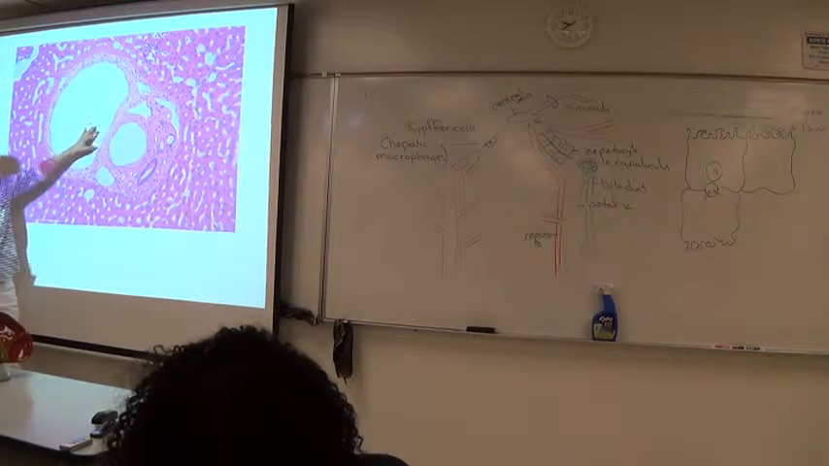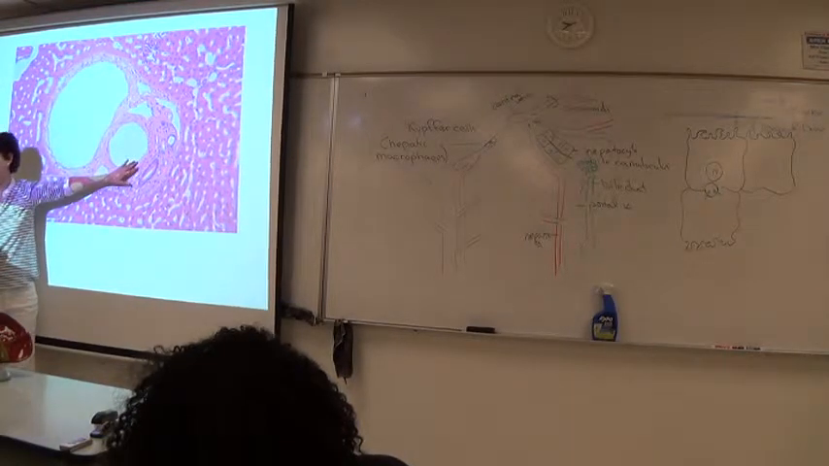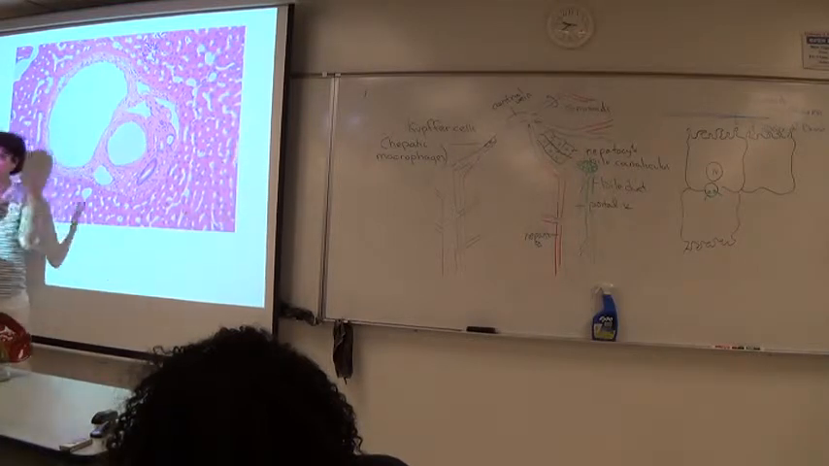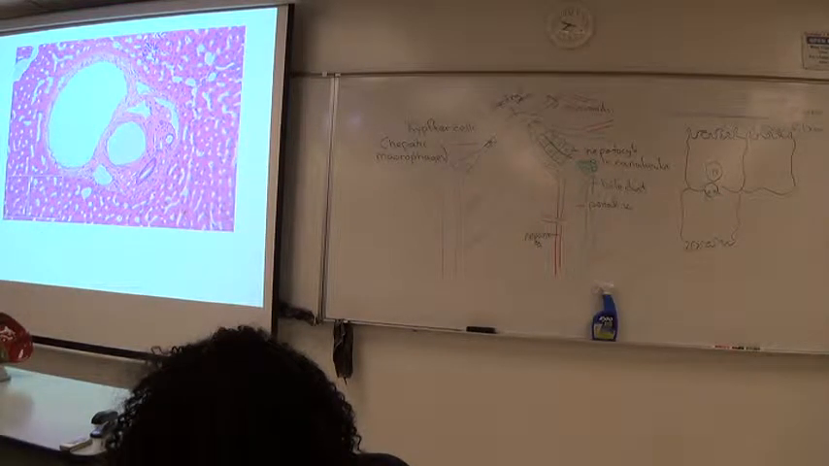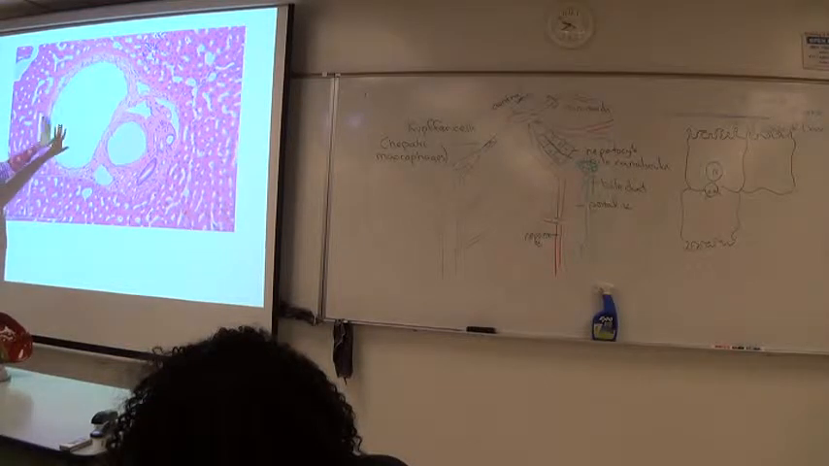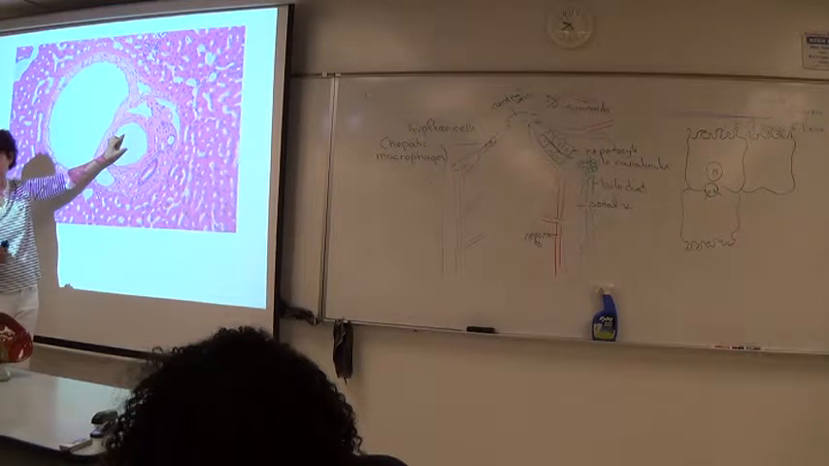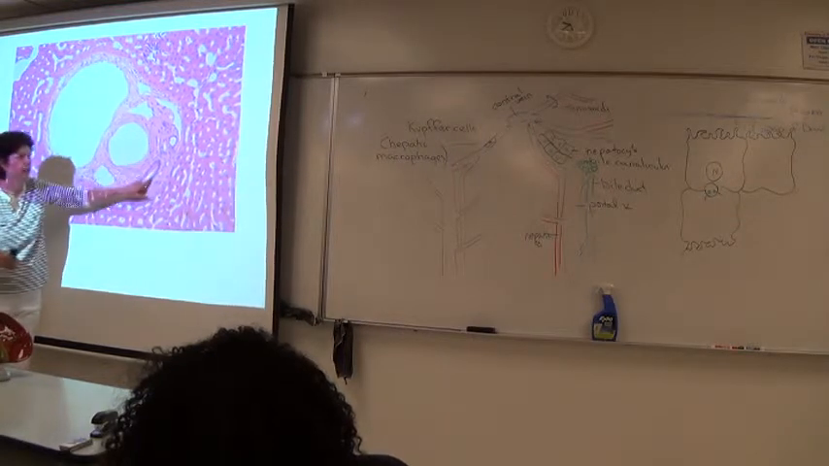Portal vein branch, hepatic artery branch. There's probably lymphatics there too. It's hard to say which because there's no blood cells in any of them. But you can see the three structures: portal vein, hepatic artery with a thicker wall, a thicker tunica media for the lumen, and then the bile duct.